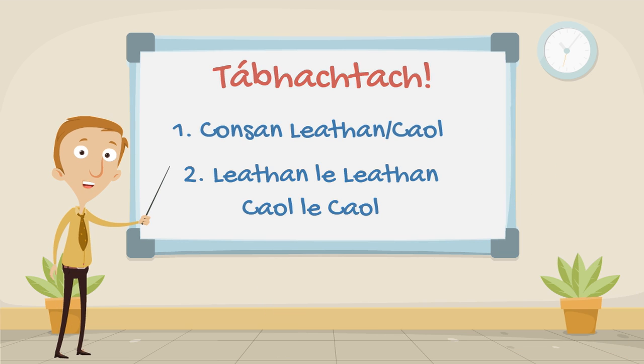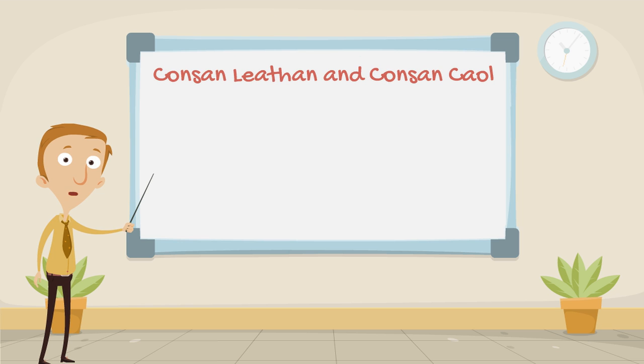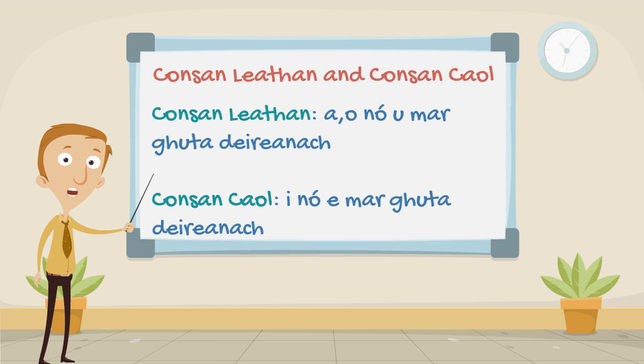Before we dive into the tenses, there are two very important grammar concepts that need to be crystal clear in your mind. So here's a little refresher for you. First up is the consan leathan and consan caol rule. In Irish, a word either has a broad consonant, consan leathan, or a slender consonant, consan caol. It's very easy to tell which is which because a consan leathan will have either an A, O, or U as its last vowel, and a consan caol will have either an I or an E as its last vowel. This is a term that comes up all the time in Irish, so make sure you take a note of it and remember it.